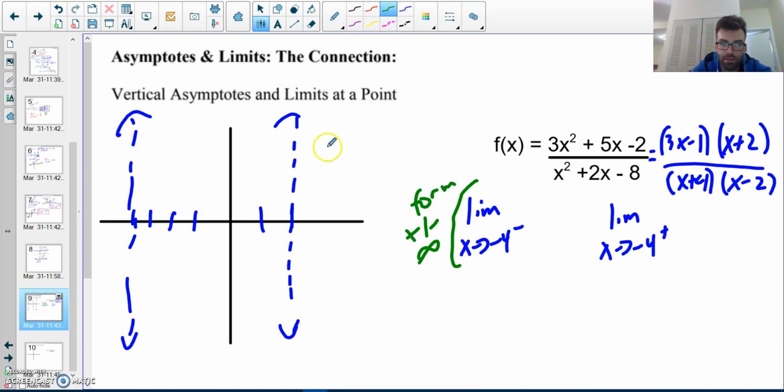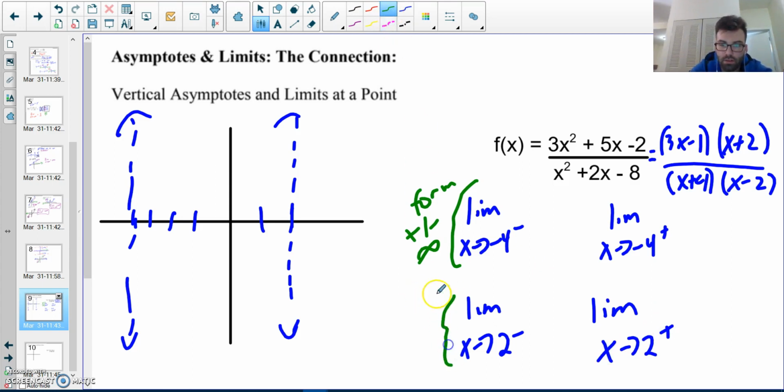Similarly, if I think about 2, I could have the same result. It can be positive or negative infinity. Well, how do I determine the limits at those points from positive or negative infinity? Well, the thing I want to do is think about my graph.